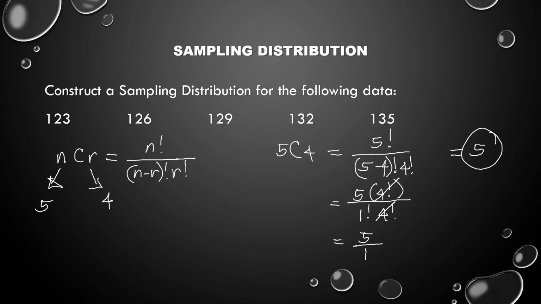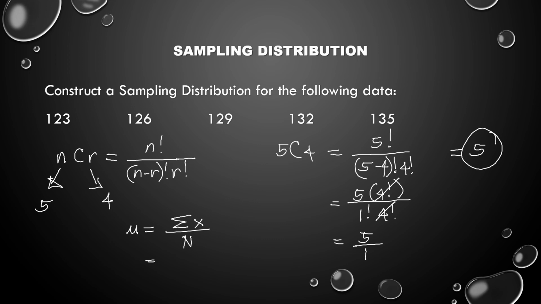So let's try to find what those 5 combinations are. But before that, let us compute our population mean so that we will be guided along the way as to what our possible sample mean will be for every combination of your sample. So how do we get the population mean? We have mu, which is equal to the summation of your x values divided by n.